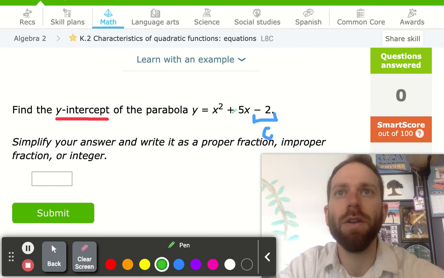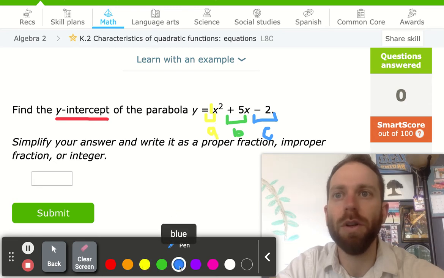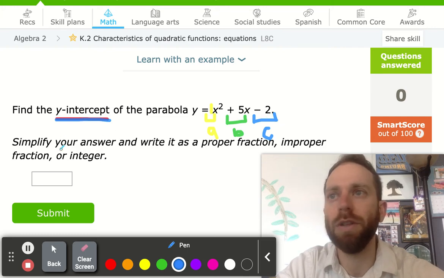The b value is whatever number's in front of the x. In this case, +5. And the a value is the coefficient of the x squared. So if there's no number there, that's just a 1. So the a value is 1. And the y-intercept, all they want is the c value. So your constant, your y-intercept, is -2. That's it.